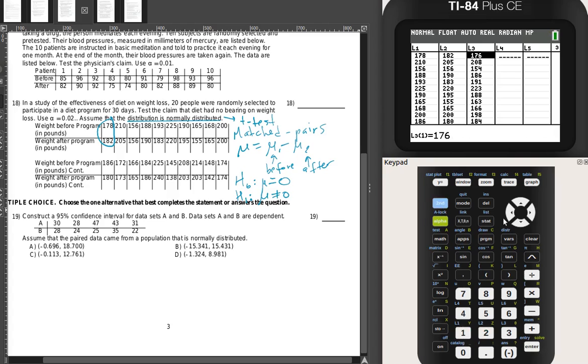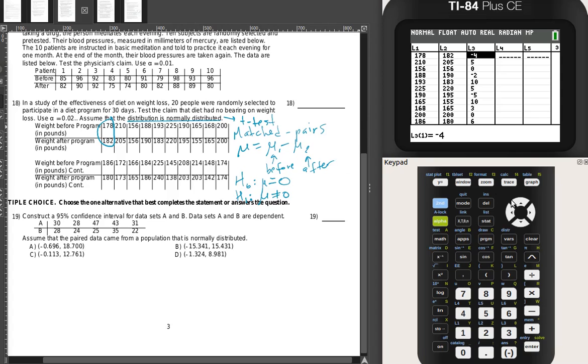Wait, what happened? What did I do with my formula? I'm going to clear that one out and try it again. It didn't seem to work too well. I'm looking for list 1. Do I have it there? Minus list 2 equals, it worked this time. I don't know what I did before. But there we have it. List 3 is all of those differences.